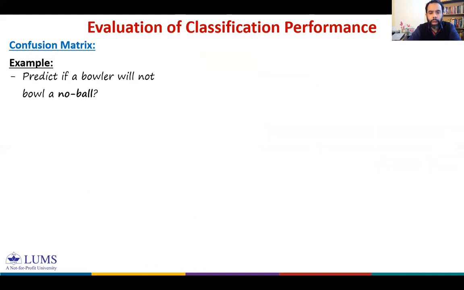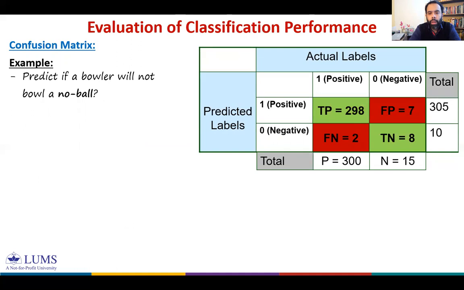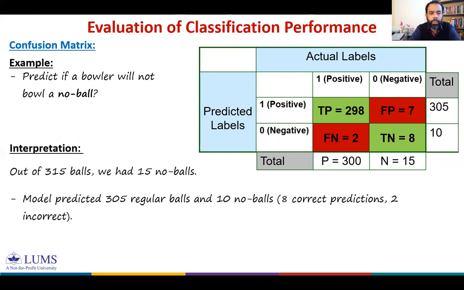So let me give you one more example. We go back to that snowball bowling example. We use the same information and I construct this contingency table. Interpretation: your model predicted 305 regular balls and 10 no balls. Out of these 10, 2 were incorrect predictions, and out of these 305, 7 were incorrect predictions. And if you see along the column, out of 300 regular balls, your model could predict 298 regular balls. And out of 15 no balls, 15 in the 0 class, your model could predict 8 no balls correctly. Okay, I think this is clear now.